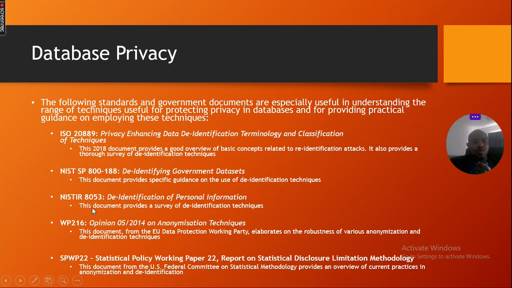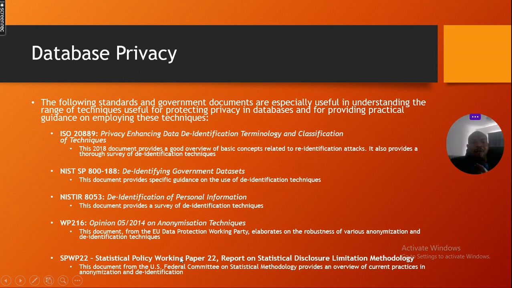Another publication that has to do with database privacy is NIST 8053, a document titled De-Identification of Personal Information. This document provides a survey of de-identification techniques. It's like research carried out to find out the different techniques that are being used to carry out de-identification.